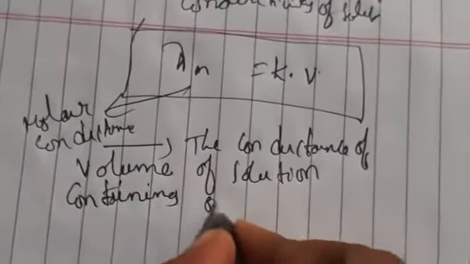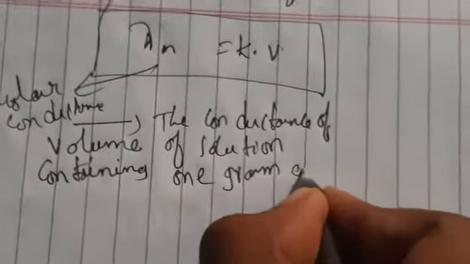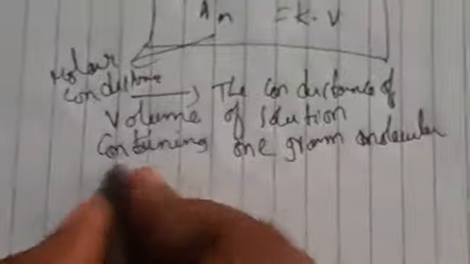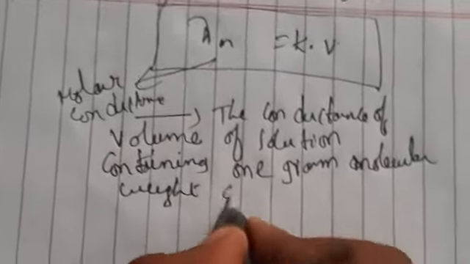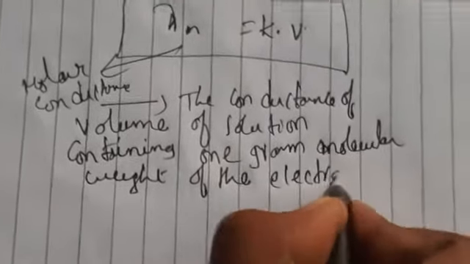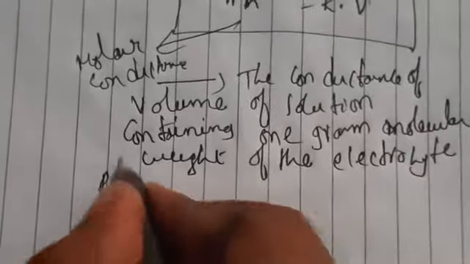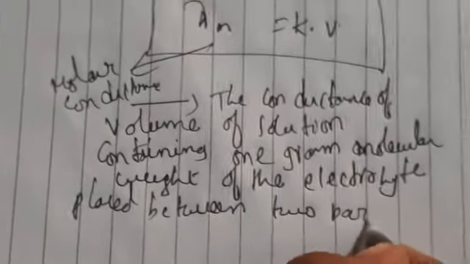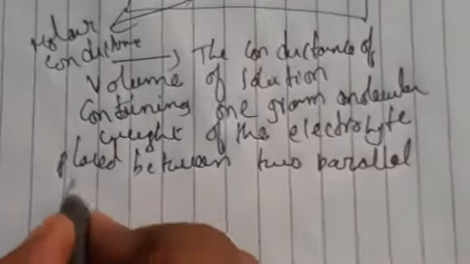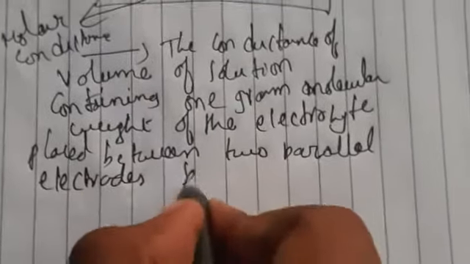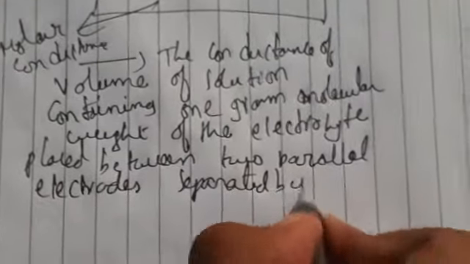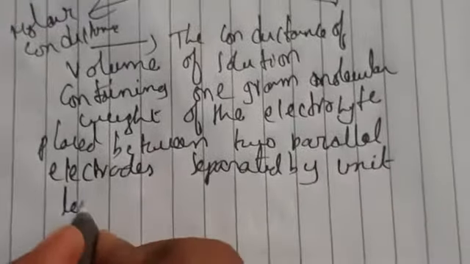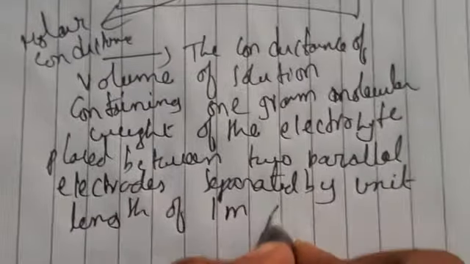The conductance of volume of solution containing 1 gram molecular weight of the electrolyte placed between two parallel electrodes separated by unit length of 1 meter or 1 centimeter. We call it molar conductance.